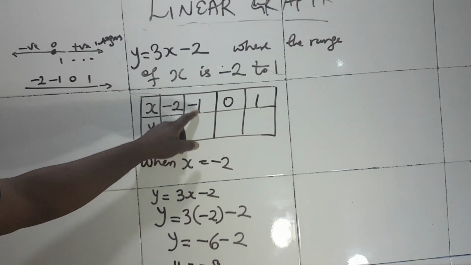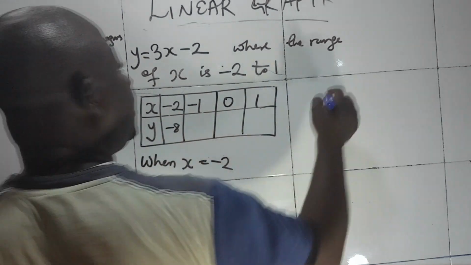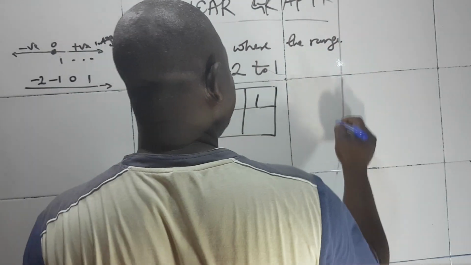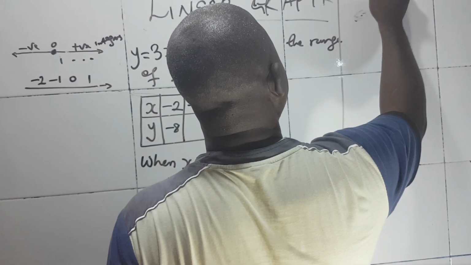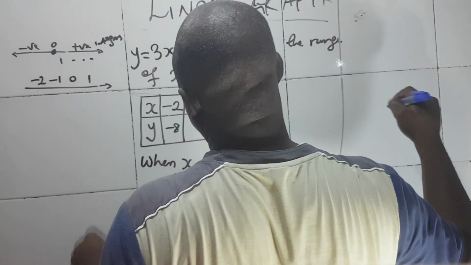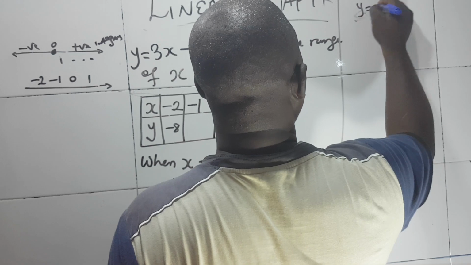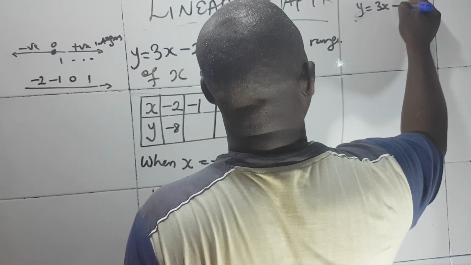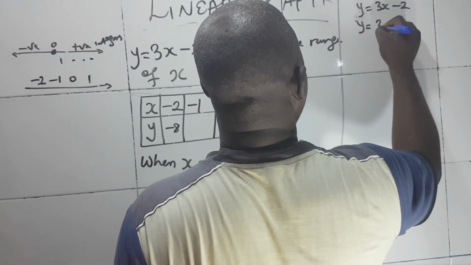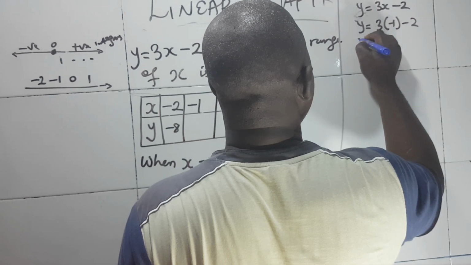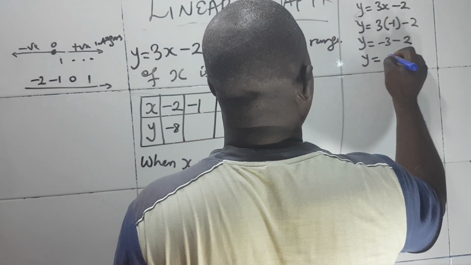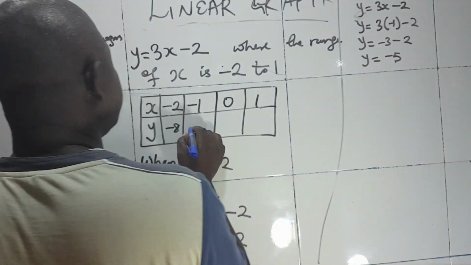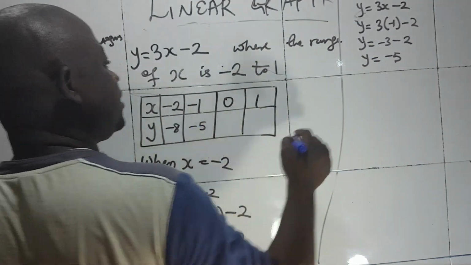Now, when x is equal to -1, what's the expression? y is equal to 3x minus 2. So it becomes y is equal to 3 into bracket -1 minus 2. So y is equal to -3 minus 2. y is equal to -5. So this is -5.